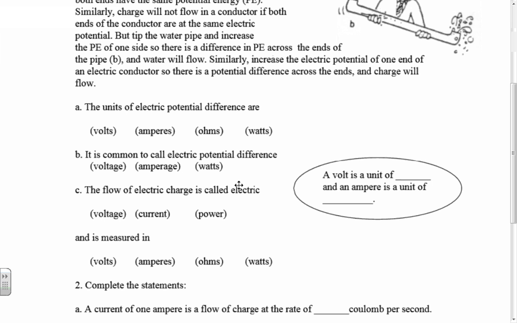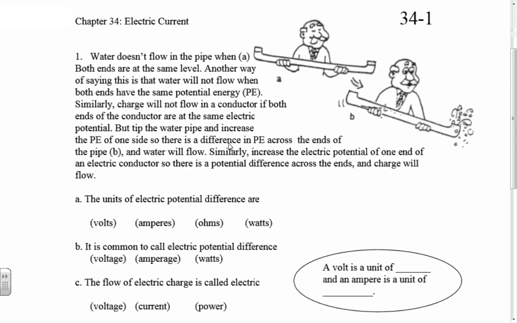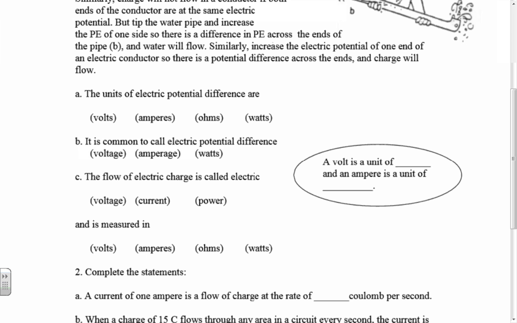Okay, here we go. So here's the first current worksheet and going through the answers. Units for potential difference. Potential difference is the same thing as voltage, so it's volts. Okay, what's commonly called electric potential difference? Voltage, like I just said. Okay, the flow of electric charge. So flow, you should think current, like water current. All right, and we measure current in amps or amperes.